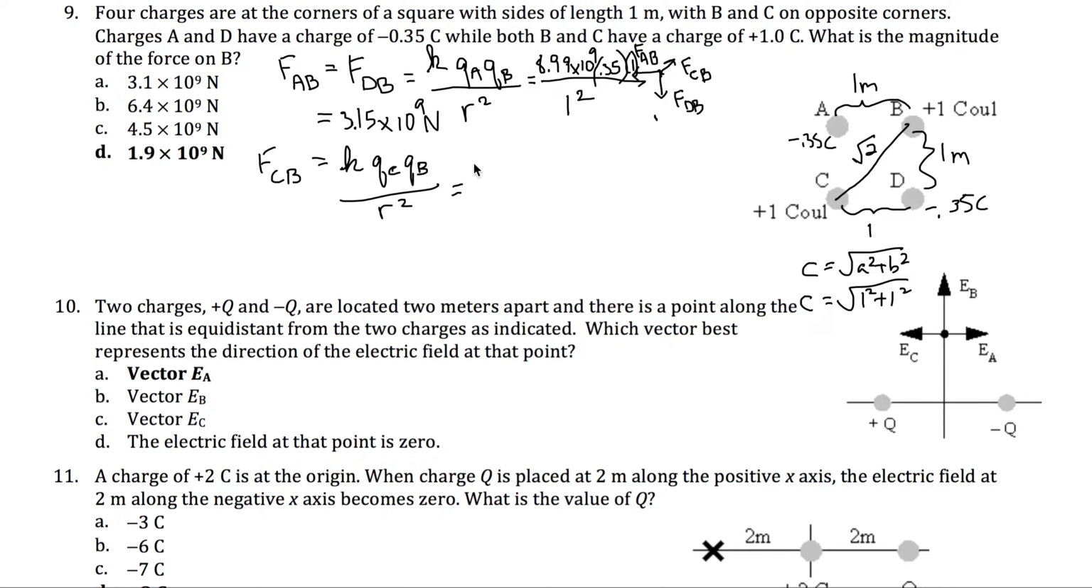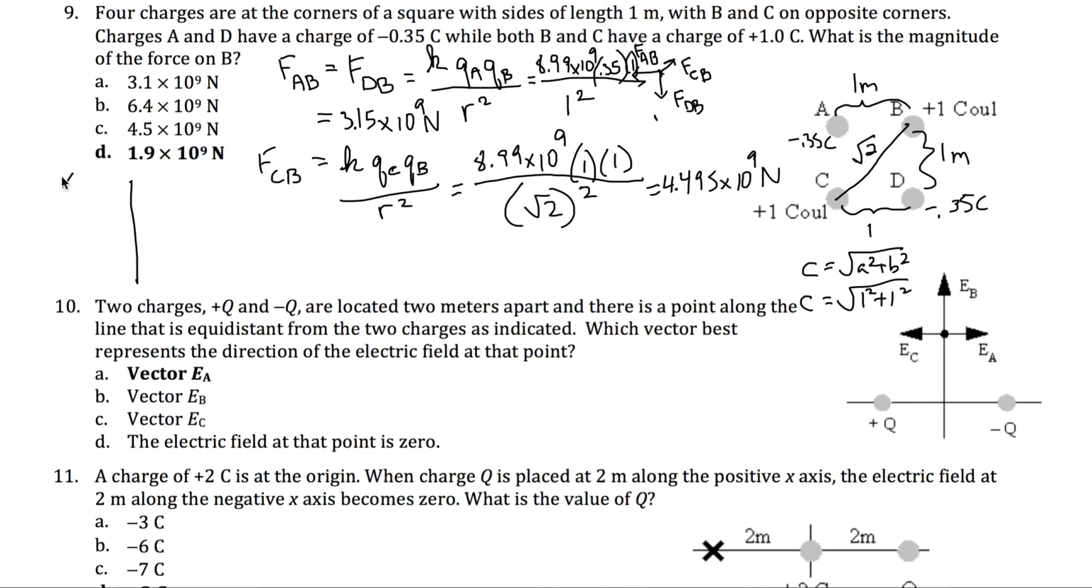So when you're plugging in numbers here, we're going to have 8.99 times 10 to the 9. The charges are both 1 coulomb. The distance between them is square root of 2, but then we're going to square that. So really, we're just going to have a 2 in the denominator. And so basically, we're just going to have half of Coulomb's constant as our answer, 4.495 times 10 to the 9. So once we have the magnitudes of the forces, then we need to find the x and y component of each one. So what I like to do is separate the x and y directions.